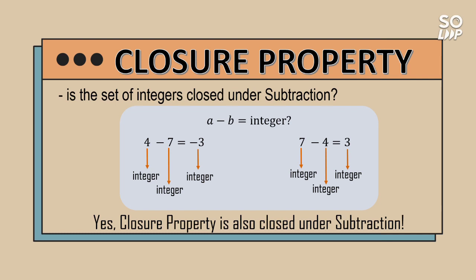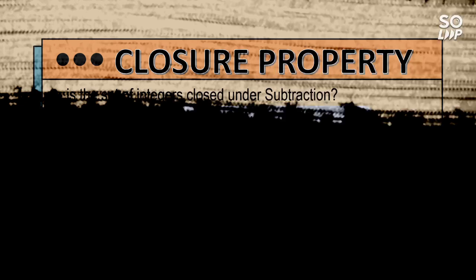Another example, if I have 7 minus 4 is equal to 3, 7 is an integer, 4 is an integer, and the resulting difference, which is 3, is also an integer. Therefore, is closure property also true under subtraction? The answer is yes. Closure property is also closed under subtraction.